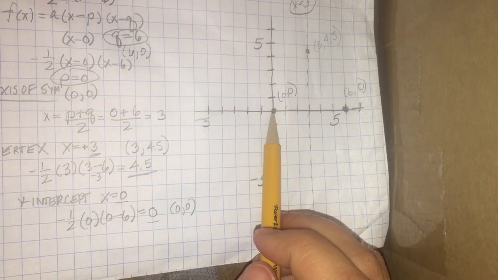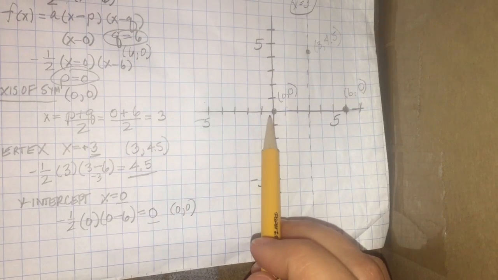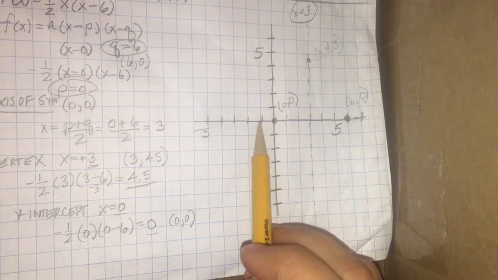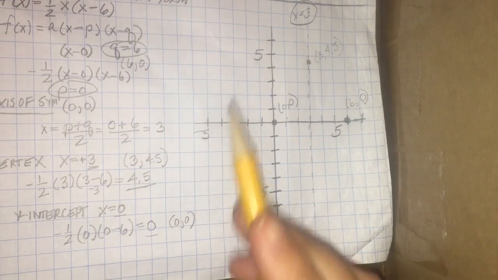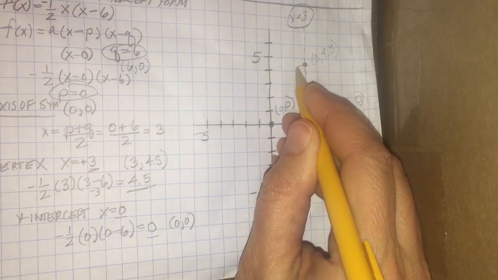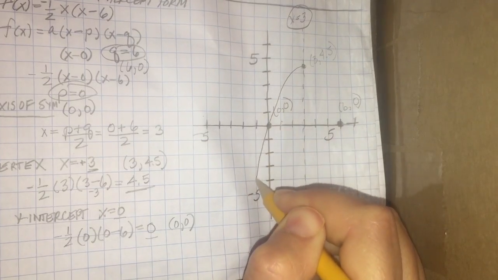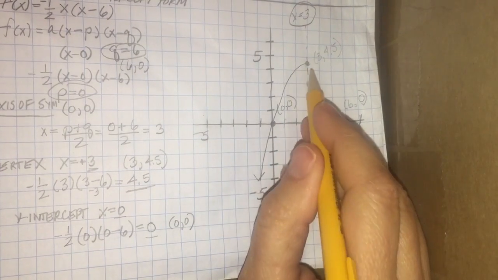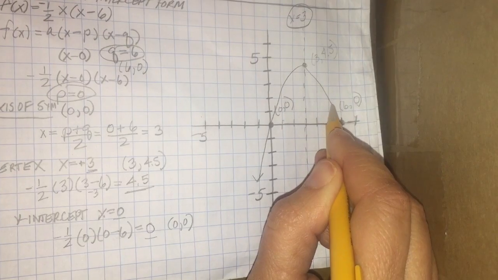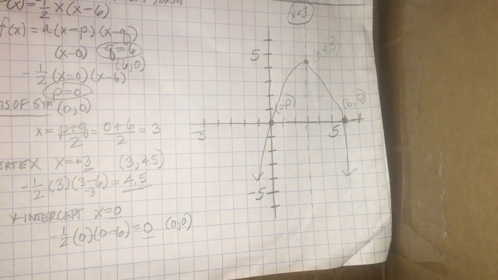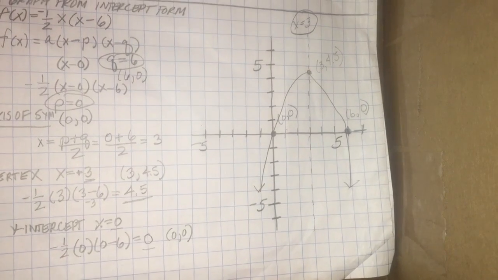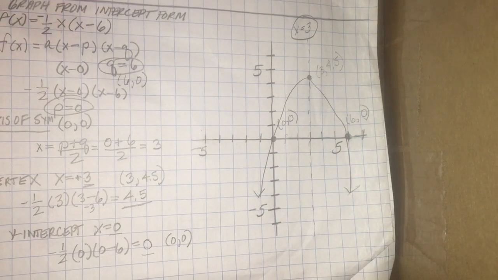And what do you notice? We've already plotted our y-intercept. It just so happens in this particular example that the y-intercept is also one of our two x-intercepts. So now we're ready to actually construct the parabola. So down it goes. Again, it's opening downward because it has a negative a value. And there is your parabola. Not the best picture in the world, but that gives you the idea.